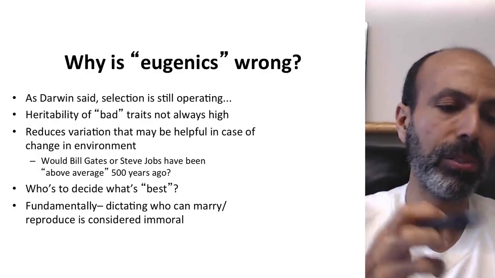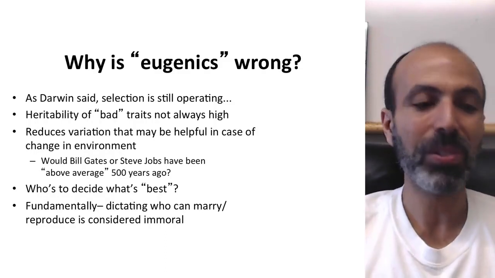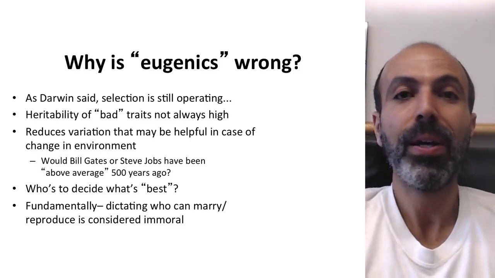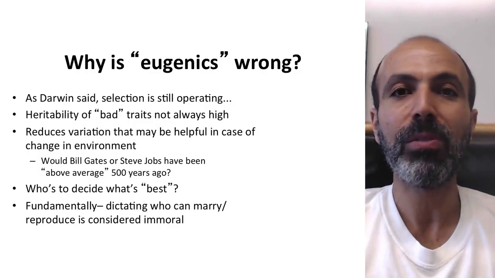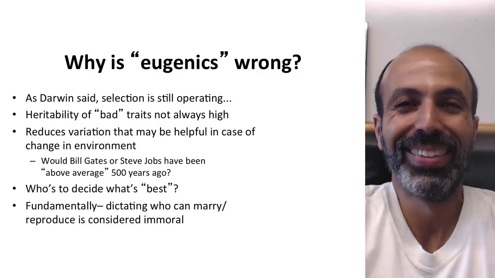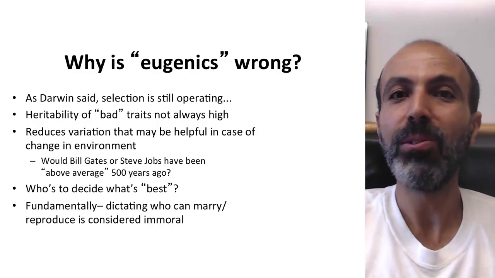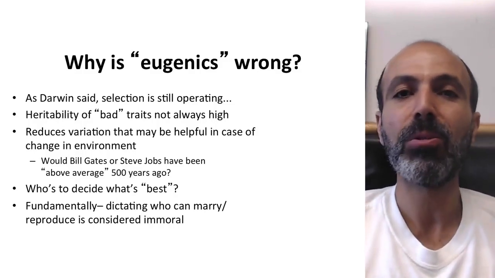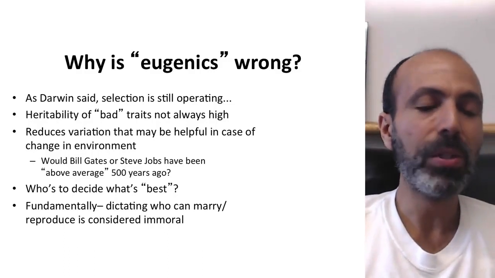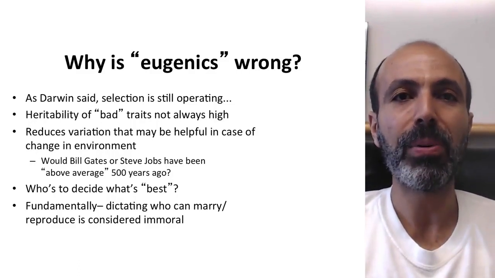The other thing this does is reduce variation that may be helpful in case of a change in environment. So if you go back, say 500 years ago, somebody like Bill Gates or Steve Jobs, who have been extraordinarily influential and successful by many measures, would not have necessarily been considered even above average. They may have just been like, oh, there's this skinny person who's kind of smart. Finally, and probably most importantly, who's to decide what's best? Who's to decide what is most fit or what is considered most successful? Is it just by money? That would be ridiculous. Fundamentally, dictating who can marry or reproduce is considered by most people to be immoral. And therein lies the problem with eugenics.